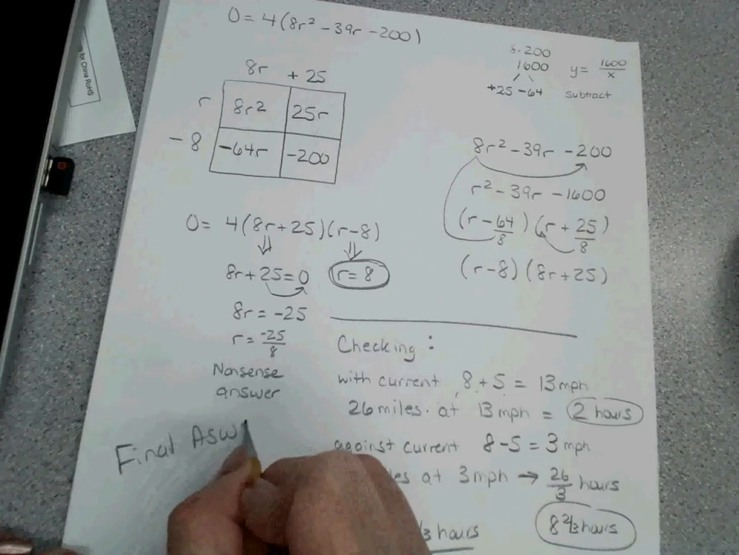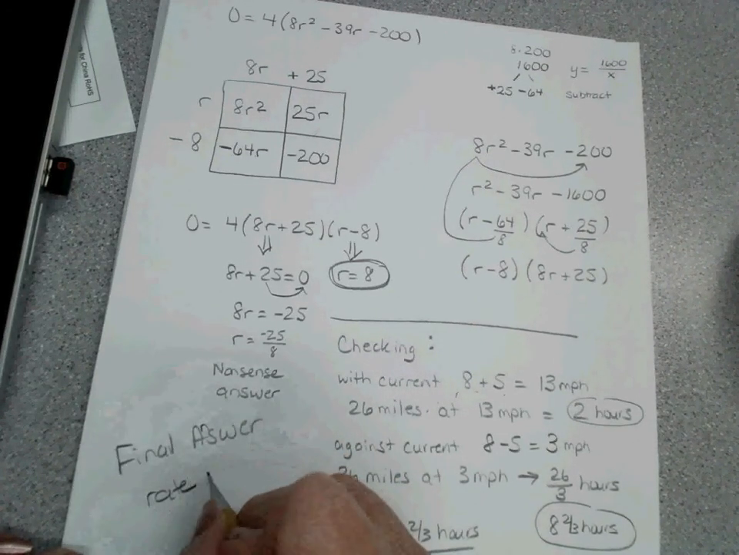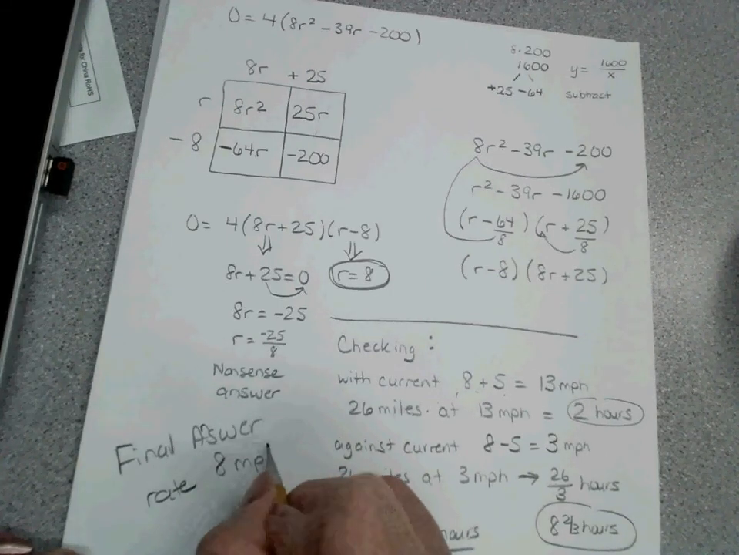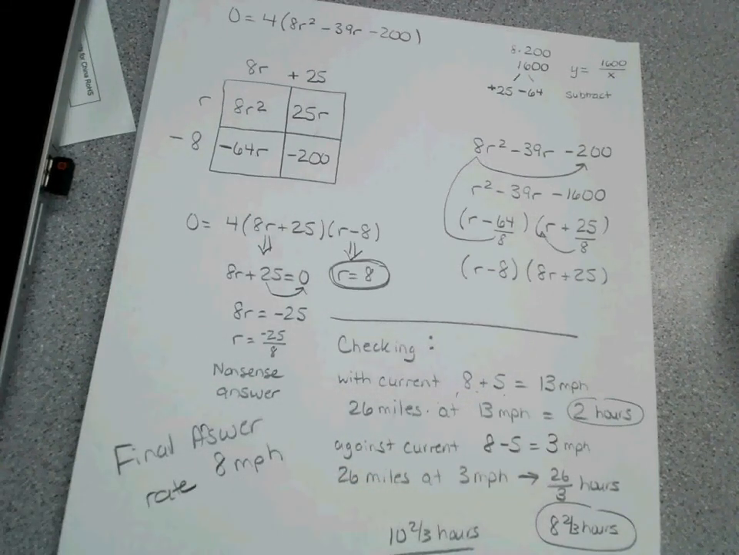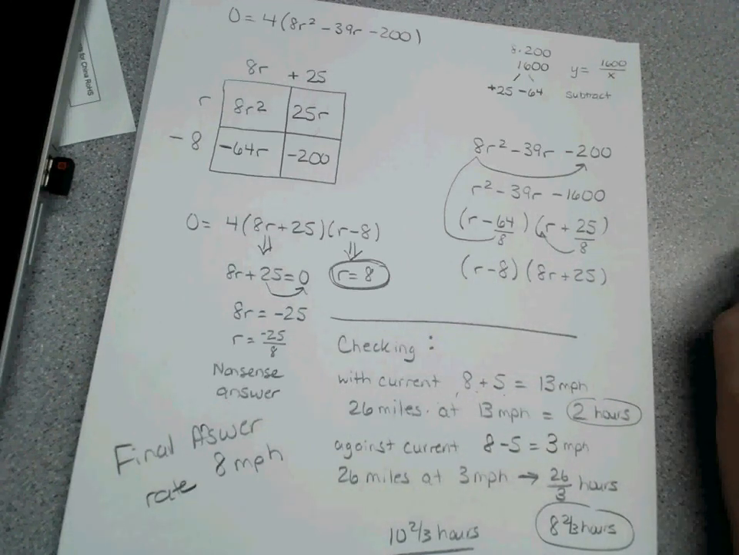So my final answer, answer has an N in it, is the rate of the boat in still water is 8 miles per hour. I'm going to stop this video so you can digest this problem.